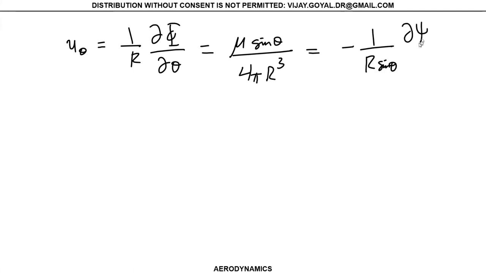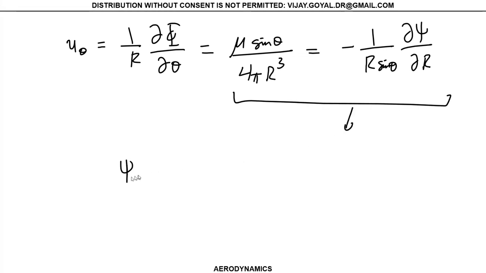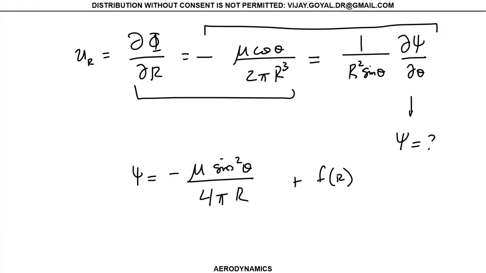This is simply in your cylindrical coordinate system. So from here, I can equate these two and solve for psi. And your psi is equal to minus mu sine squared over 4 pi r plus f of theta. Okay, so now if you go to here, you can compare these two, right?